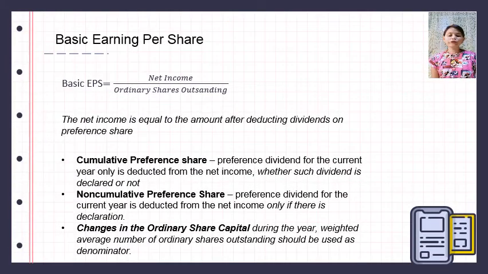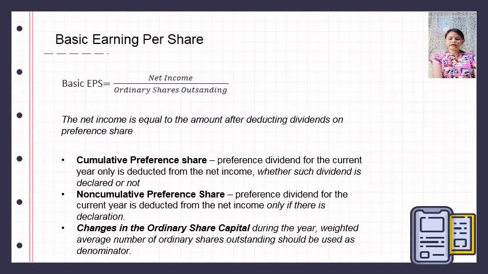To compute the basic earnings per share, we must use the formula: basic earnings per share equals net income over ordinary shares outstanding. The net income here is the amount after deducting dividends on preference share. And if the preference share is cumulative, the preference dividend for the current year only is deducted from the net income, whether such dividend is declared or not.